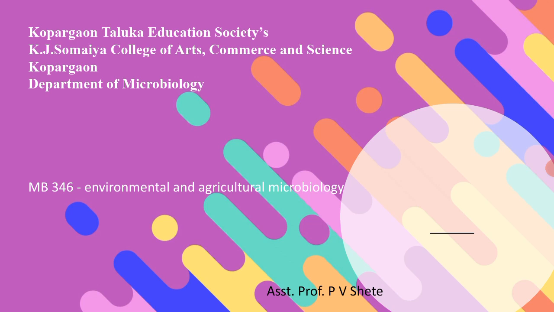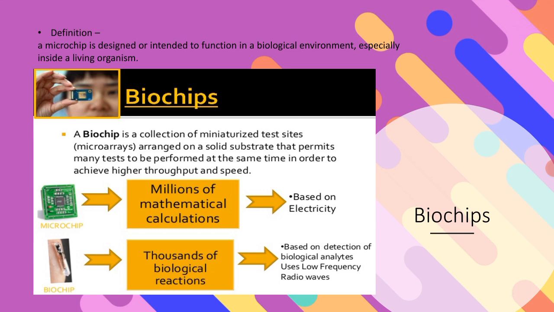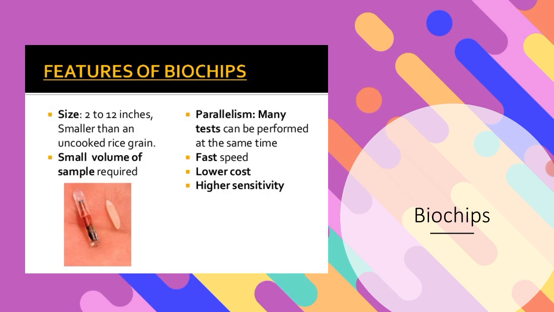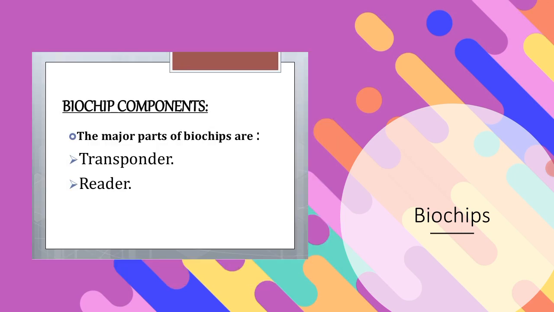In the last online lecture, we started the topic of the biochips. We saw the definitions of the biochips. Then we saw the features, the unique features of the biochips that make them so special, so convenient and efficient. Next we saw some of the major uses, the most famous uses of the biochips. Then we saw the biochip components. What are all the components present in the biochips?